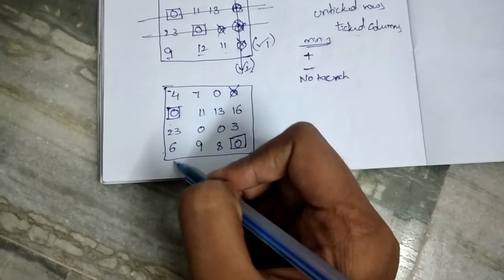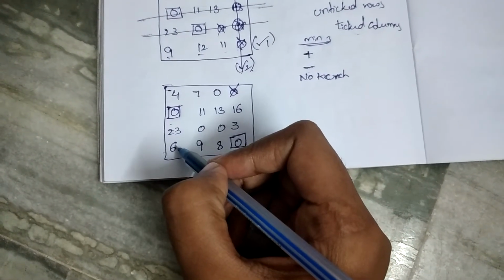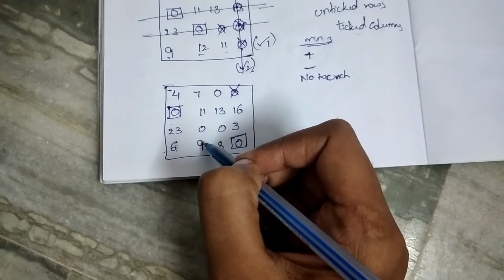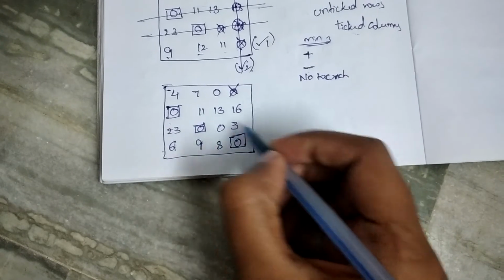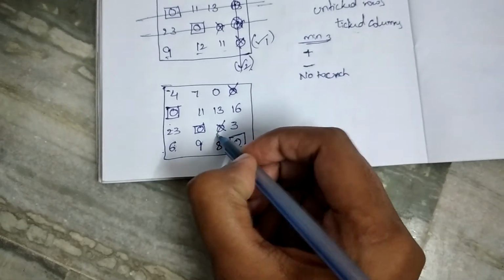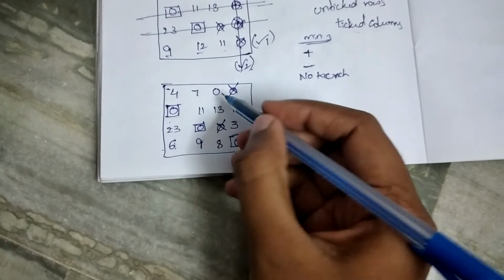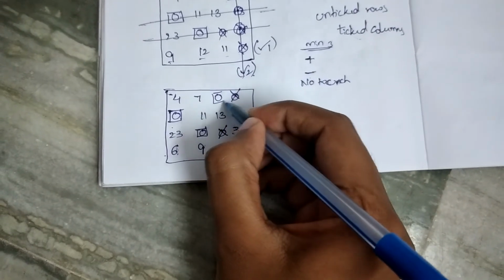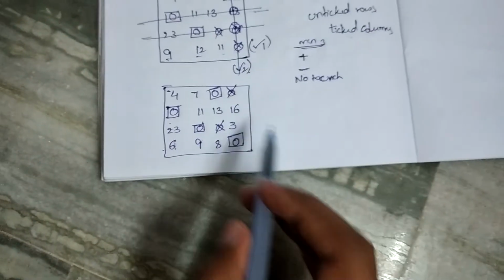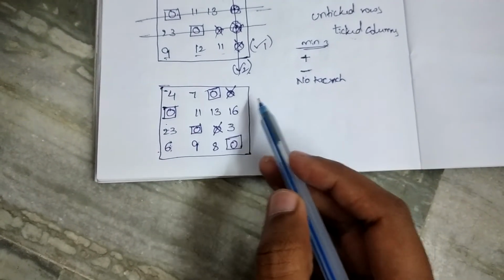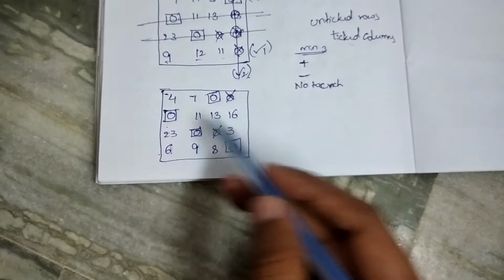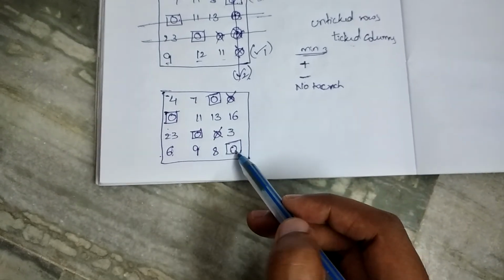And now coming column wise. In the first column there is already an assigned 0, and in the second column there is only 1 zero, so we assign it. In the corresponding row there is a 0, so we cross it. Coming to the next column, there is only 1 zero. So the number of zeros assigned now is 1, 2, 3, 4. It is a 4 by 4 matrix, and the number of zeros assigned is also 4.